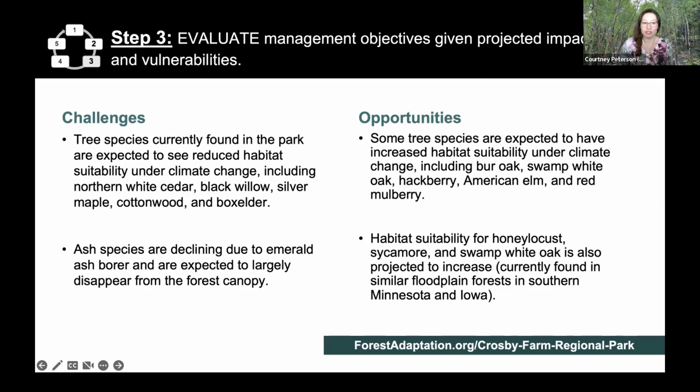So there are some tree species that are expected to have increased habitat suitability under climate change, including things like fir oak, swamp white oak, hackberry, American elm, and red mulberry. Again, some of those less dominant native species are projected to have that increase in suitability, as well as some things that are currently found in a similar floodplain forest ecosystem in southern Minnesota and Iowa. So farther down along the Mississippi River corridor, there are those species that we think will have increased habitat suitability, such as honey locust, sycamore, and swamp white oak.